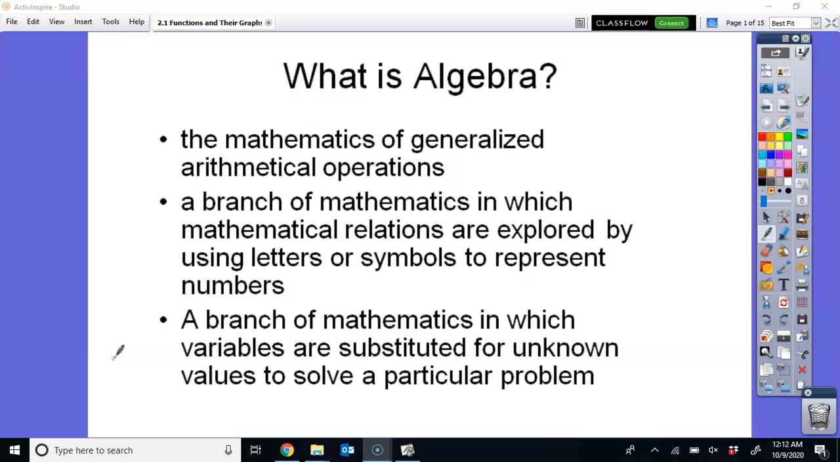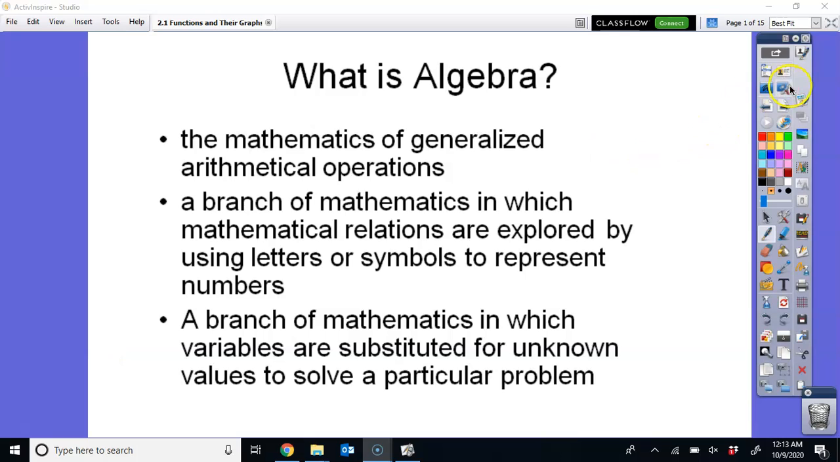Well, if you read and you look up some definitions of algebra, you'll see things like the mathematics of generalized and arithmetical operations, a branch of mathematics in which mathematical relations are explored by using letters or symbols to represent numbers, a branch of mathematics in which variables are substituted for unknown values to solve a particular problem. All of those things are good, and we will talk about how to use variables to substitute for things that we don't know. We will talk about exploring relations between two quantities.